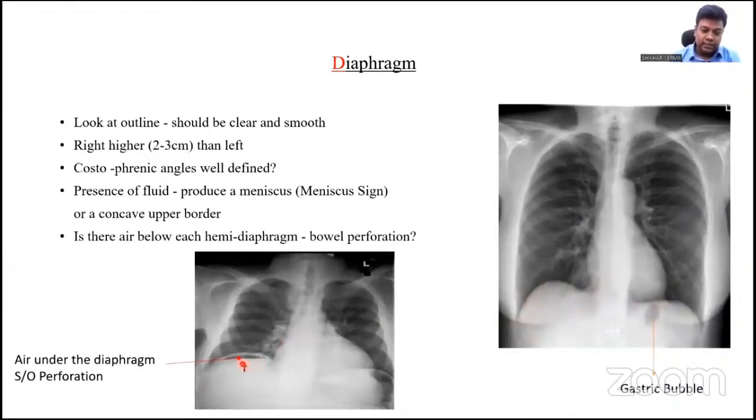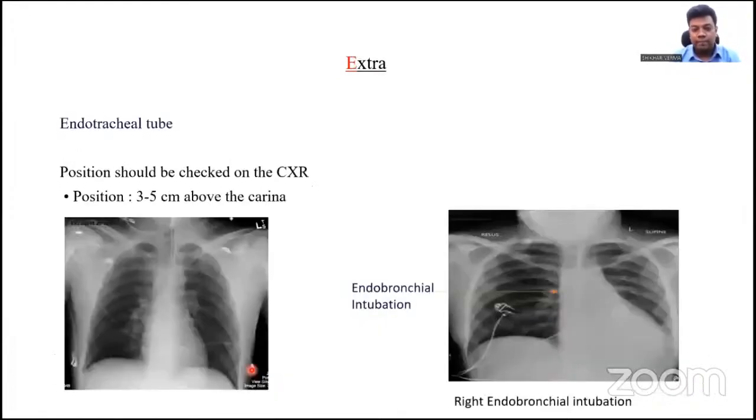In this X-ray, you can clearly see that there is air beneath the diaphragm. Air beneath the diaphragm is a sign of perforation, which is an emergency. So this is an X-ray showing pneumoperitoneum. This is how an X-ray of pneumoperitoneum looks like.